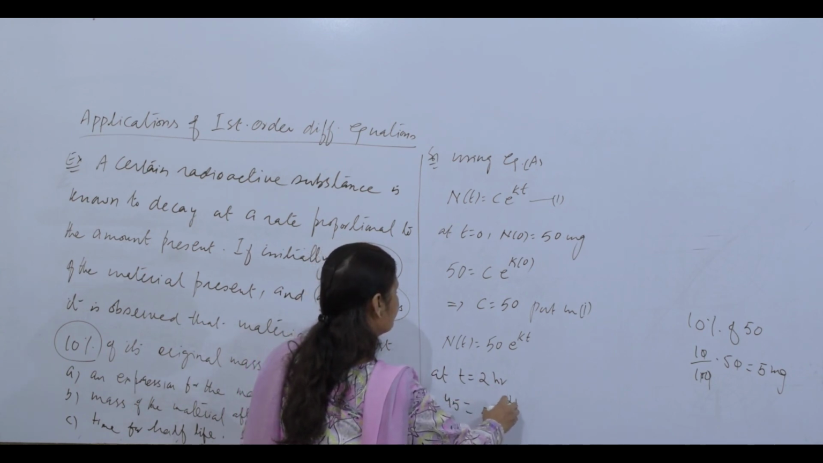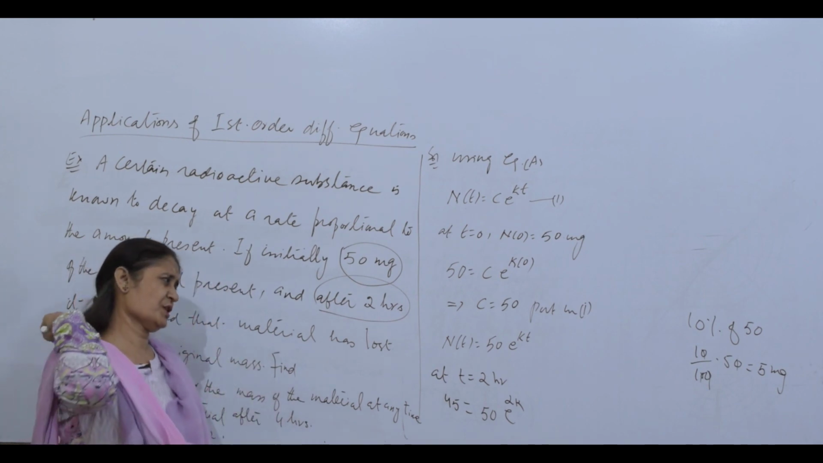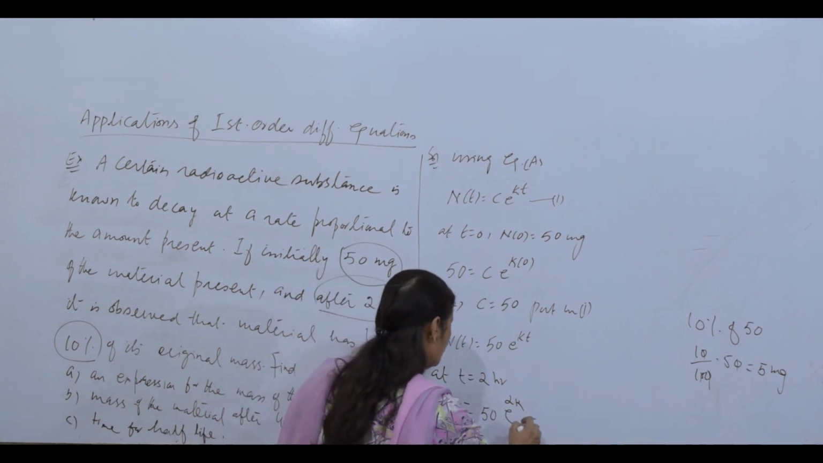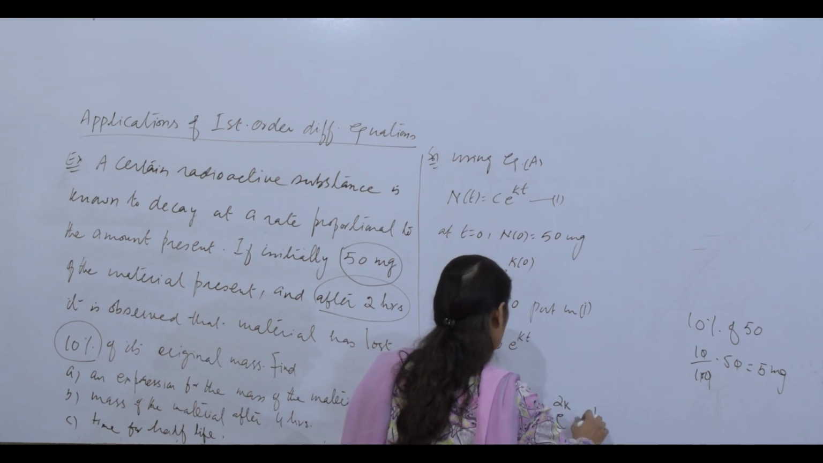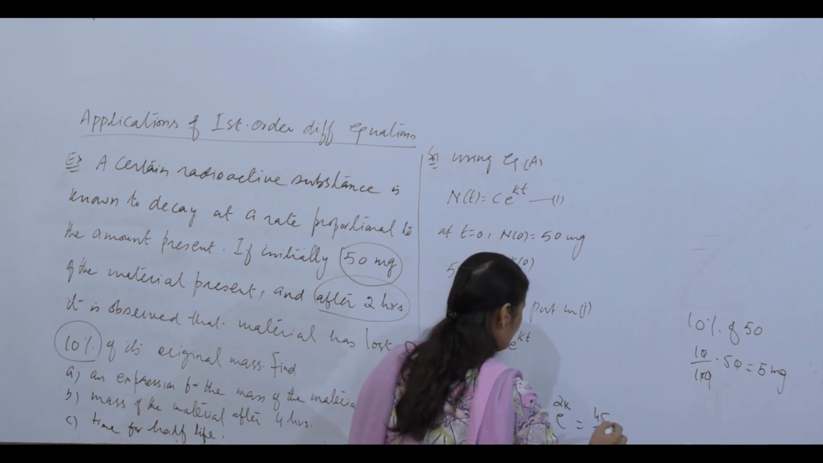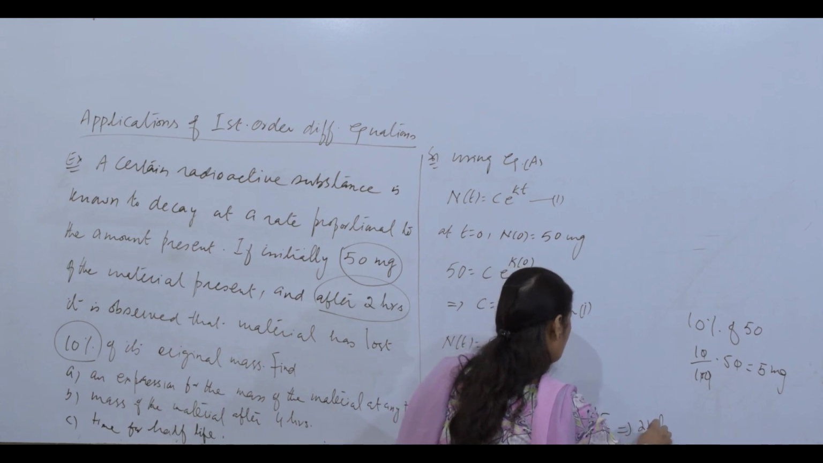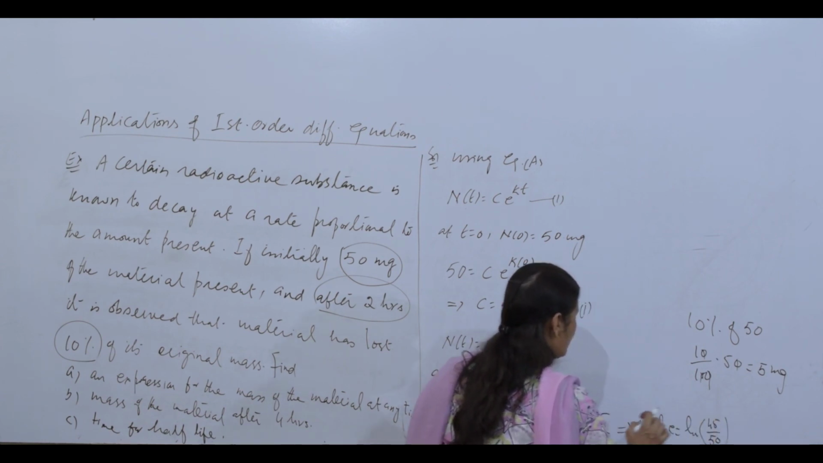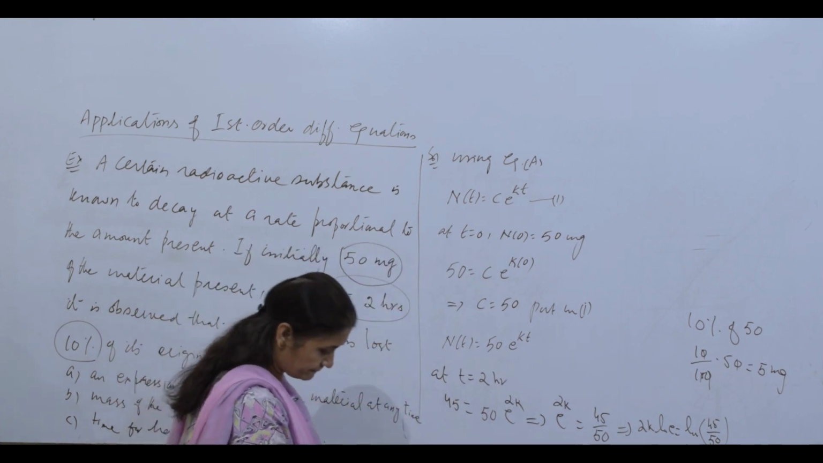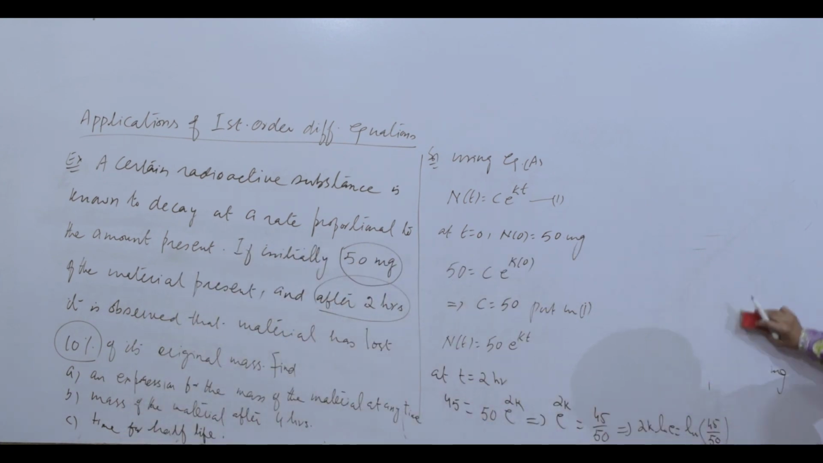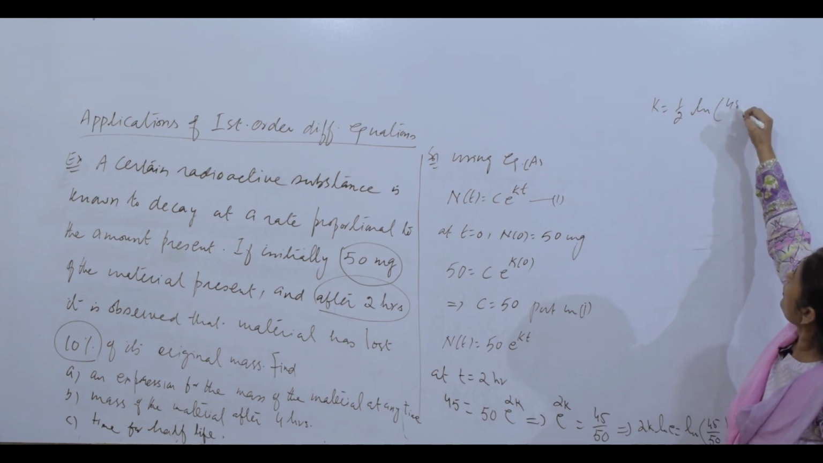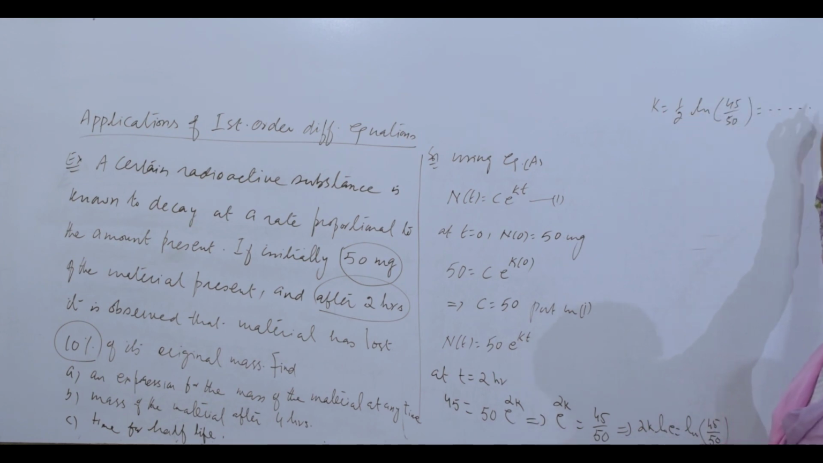So 50e^(2k) is going to be after 10% lost, the remaining is 45. So you are solving this. This implies e^(2k) is equal to 45 by 50. Taking natural log, 2k ln e is equal to natural log 45 by 50. So k is equal to 1/2 natural log 45 by 50. Using a calculator and finding the value of k.